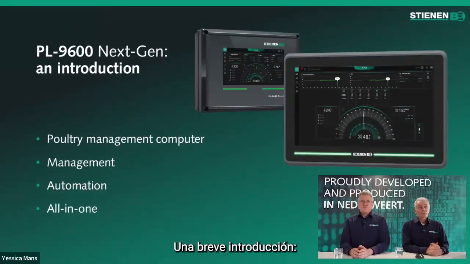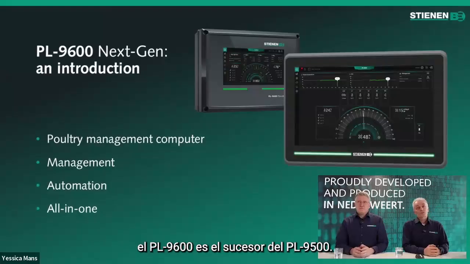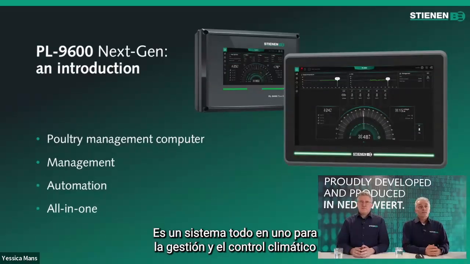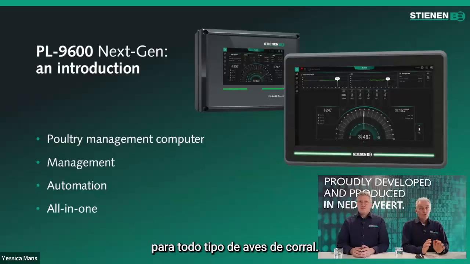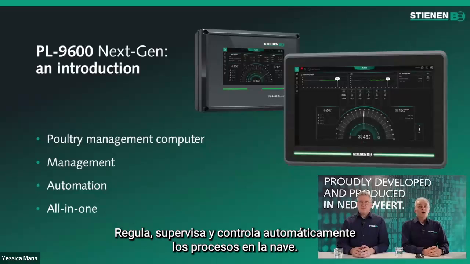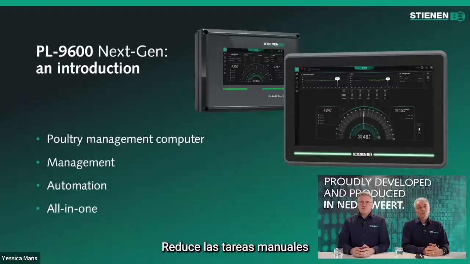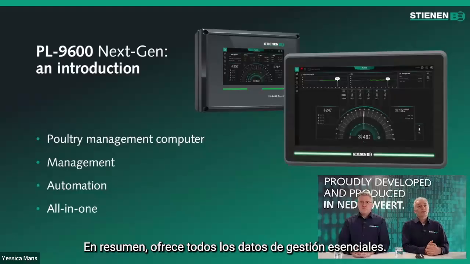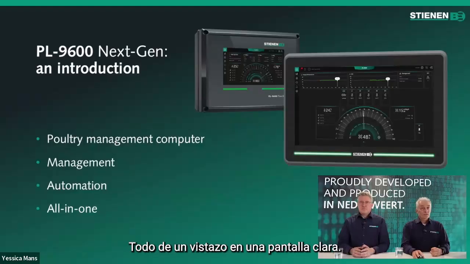A brief introduction. The PL-9600 is the successor to the PL-9500. It is an all-in-one climate and management computer for all types of poultry. It automatically regulates, monitors, and controls the processes in the house. It minimizes manual tasks and provides insight to optimize the welfare and performance of the animals. In short, it provides insight into all essential management information at a glance via a clear display.